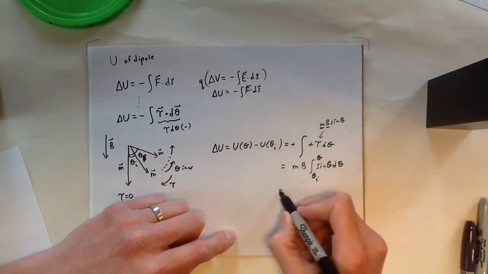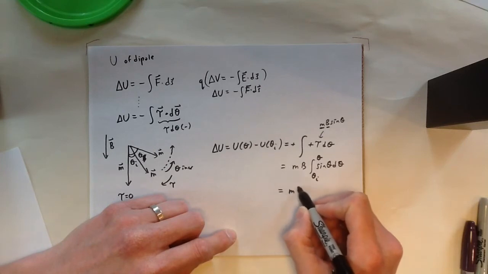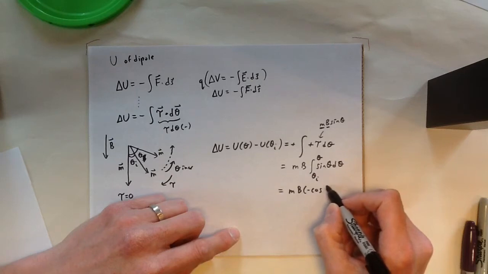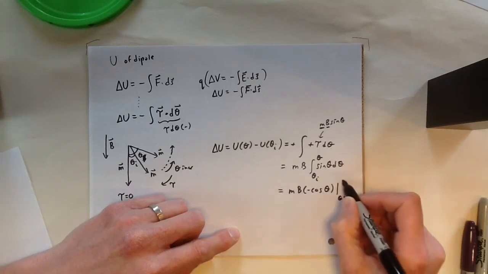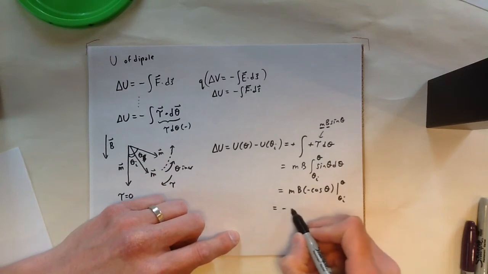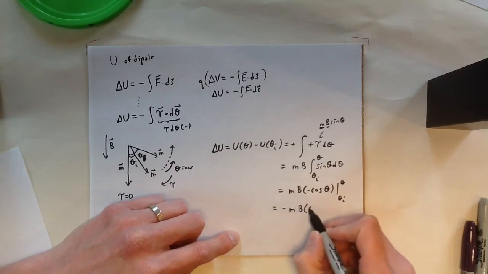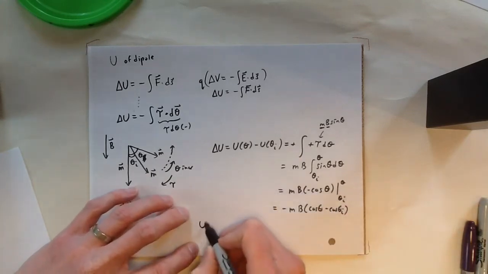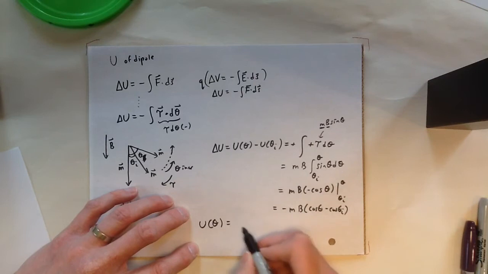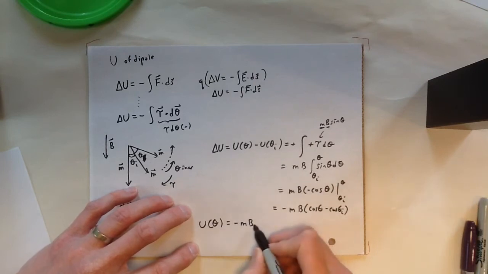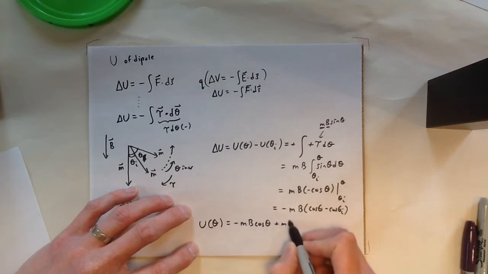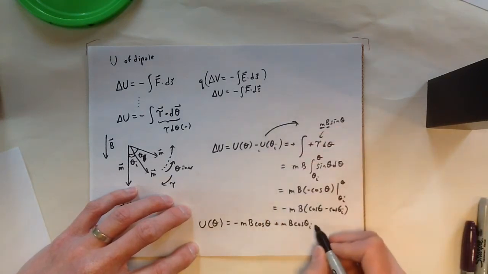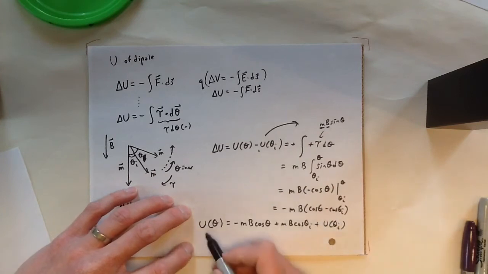Integral of sine is negative cosine. Negative cosine of theta, and then I evaluate it from theta initial to theta. Let's pull that minus sign out front: cosine of theta minus cosine of theta initial. And then, if I want to find a formula for the potential energy, let me write this out over here, and then I, of course, need to throw this on the other side. So there is my formula.